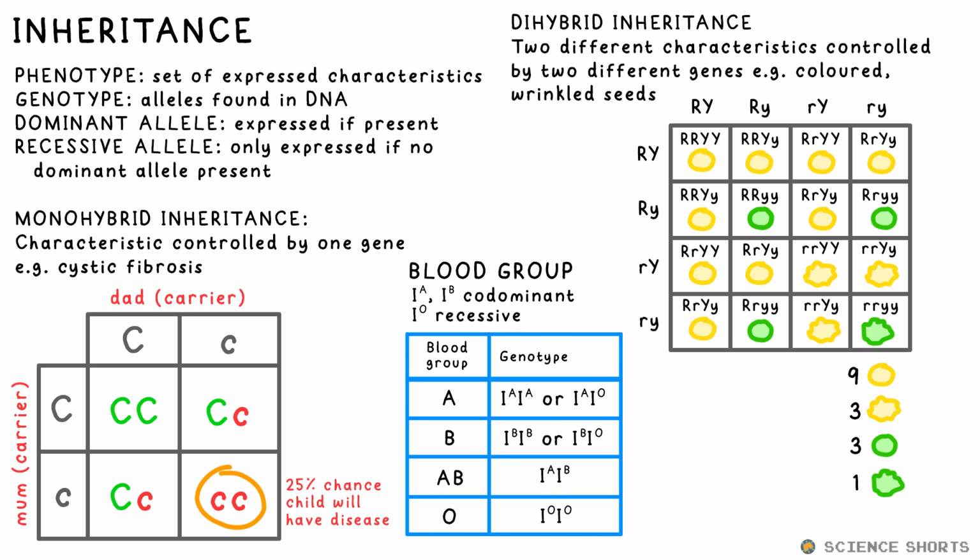Human blood group is an example of codominance. Here there are 3 alleles. A person has 2 of these. We say there are 2 loci. The A and B alleles are codominant. Both alleles are expressed, while O is recessive. Therefore, there are 4 different phenotypes.